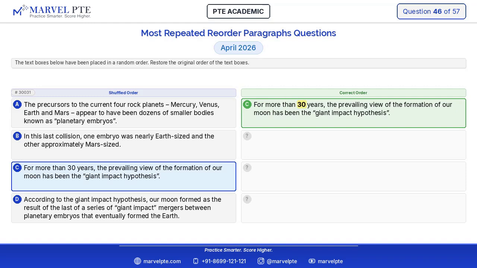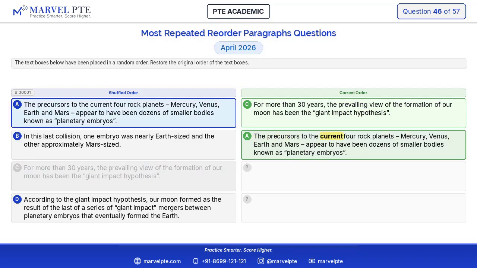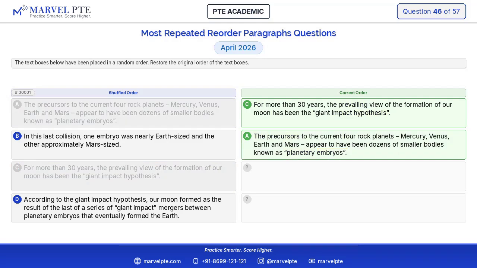For more than 30 years, the prevailing view of the formation of our moon has been the giant impact hypothesis. The precursors to the current 4 rock planets, Mercury, Venus, Earth, and Mars, appear to have been dozens of smaller bodies known as planetary embryos.